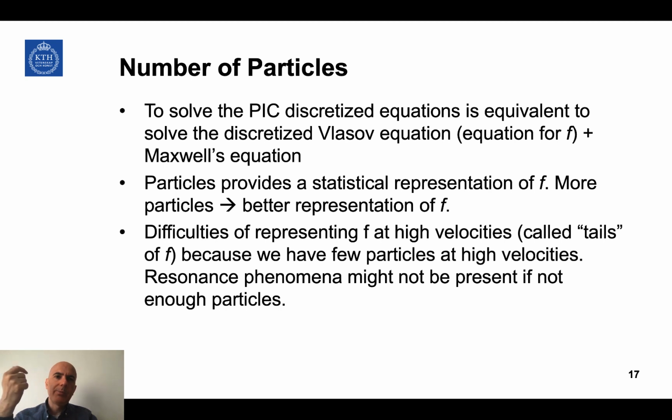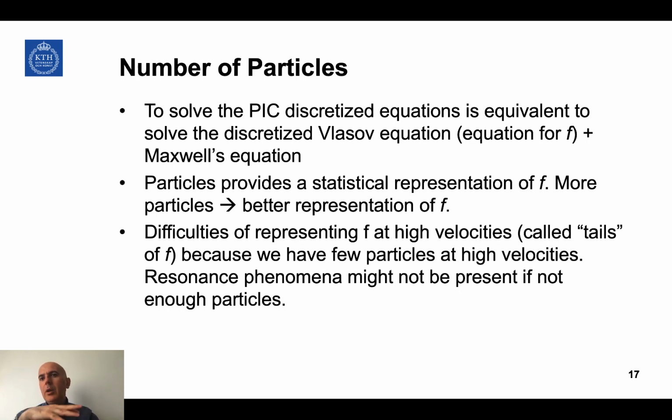So the computational particles provide a statistical representation of our distribution function. That also means that more particles lead to a much better representation of F, right? Typically the resolution increases as the square root of the number of particles. So you have a better representation, but not linearly, but with the square root.